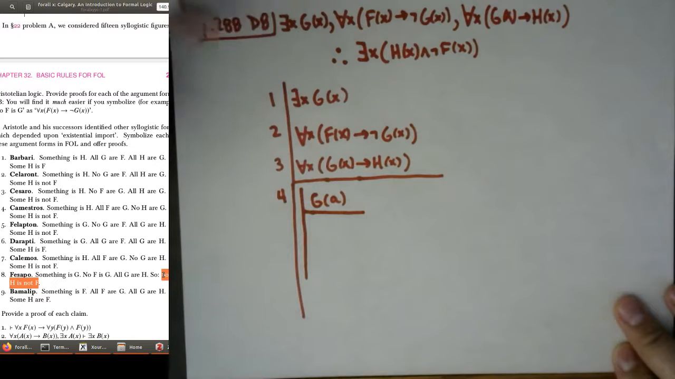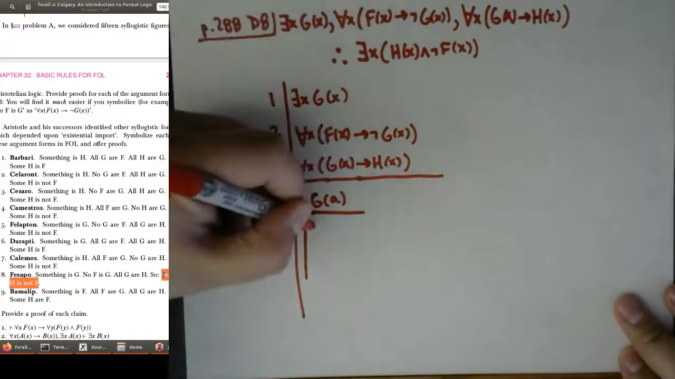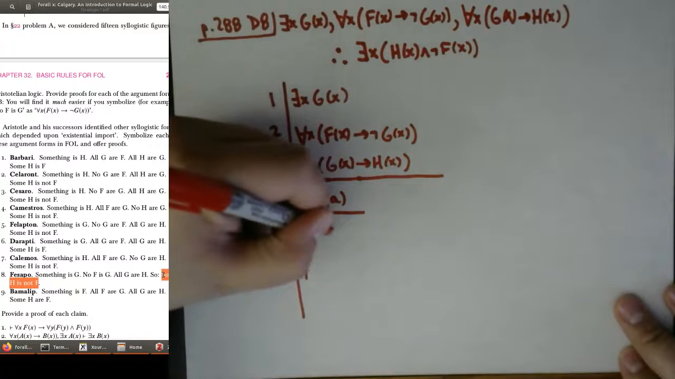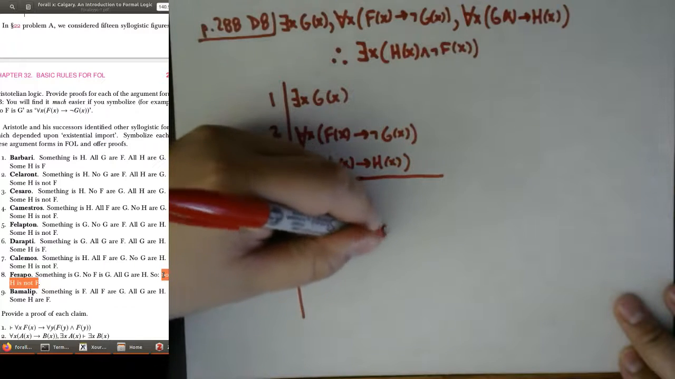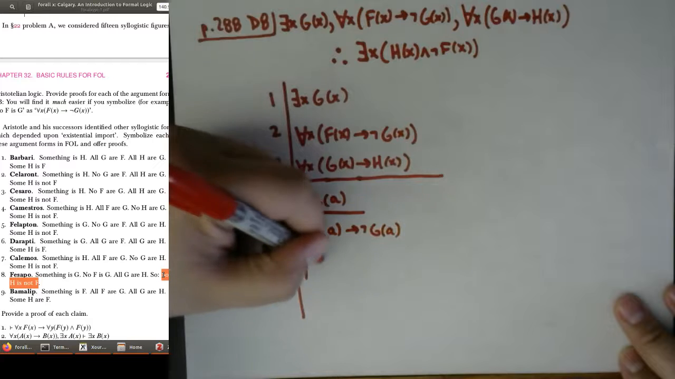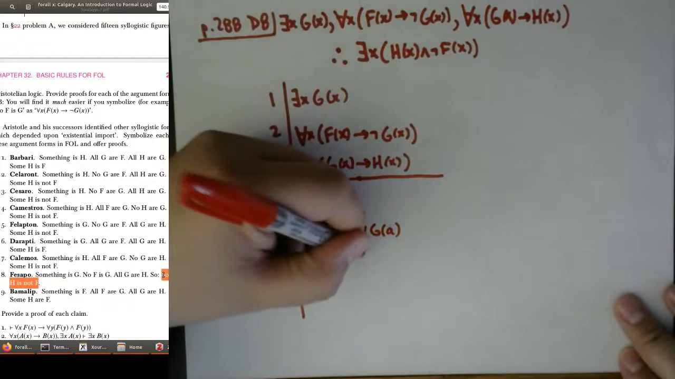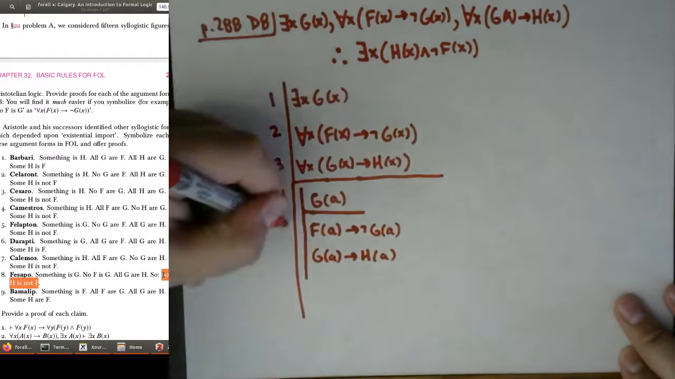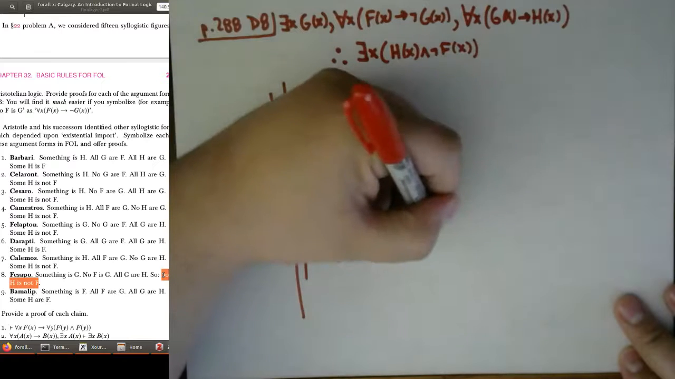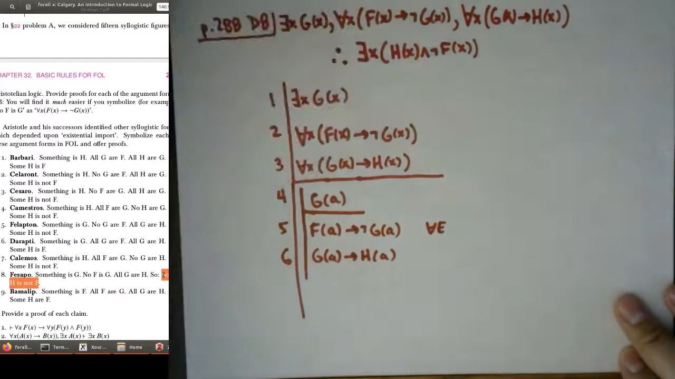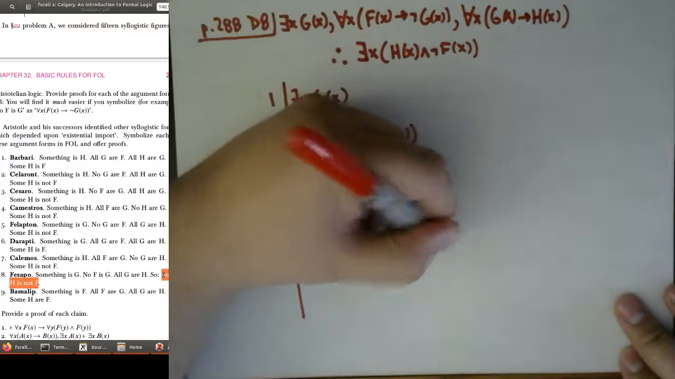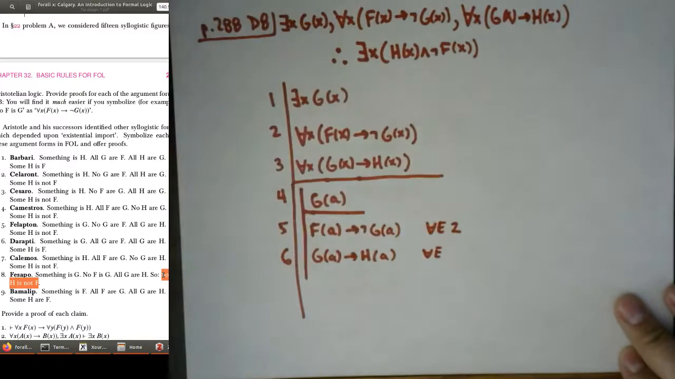And now our goal is to end up within this subproof with the conclusion that we want. So just like before, I'm going to use universal elimination on lines 2 and 3 and replace the X with A. So I'll get F of A implies not G of A. I'll get G of A implies H of A, and that's lines 5 and 6. That's for all elimination on 2, and for all elimination on 3.